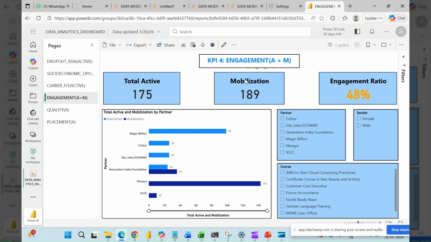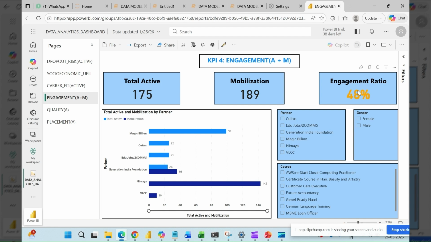So again, what this engagement KPI is saying, we have to understand that we built a KPI page with total active count, that is 175, and mobilization count 189. I showed both counts in Excel as well as in Power BI for transparency, and then an engagement ratio of 48%. So how are we going to calculate this 48%? Let me tell you.